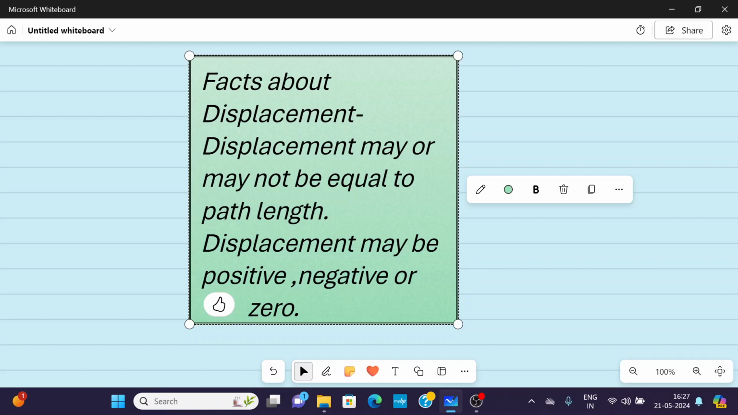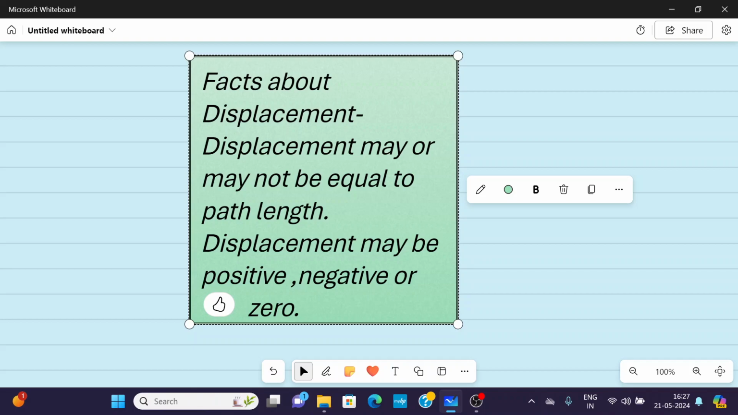So from here we have observed some interesting facts about displacement. Displacement may or may not be equal to path length. As we have seen, in first case displacement was equal to path length. In the second case displacement was not equal to path length. Also, displacement may be positive, negative or 0. As we have seen in first and second case, displacement was positive. In the third case, displacement was negative, and in the fourth case, displacement was 0. So it was all about the displacement.